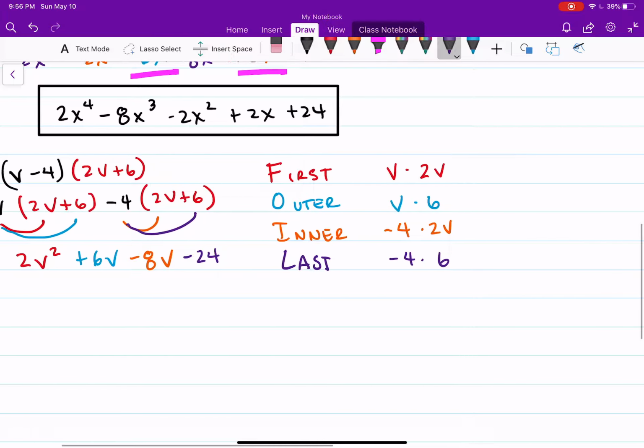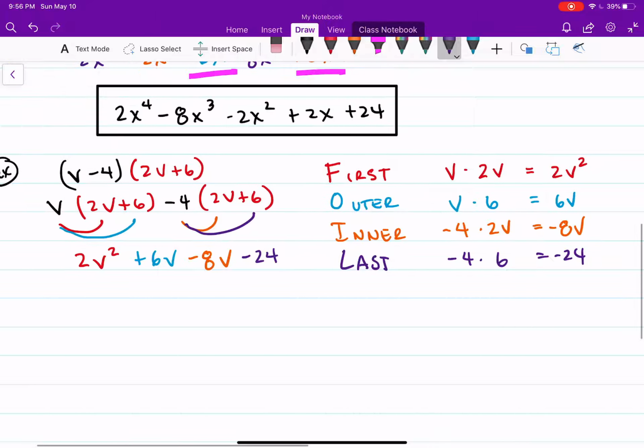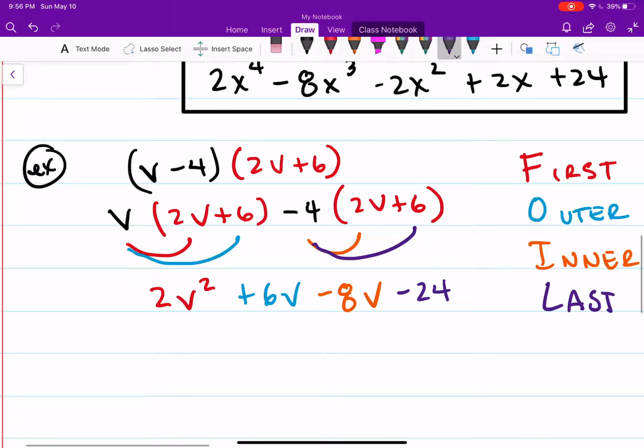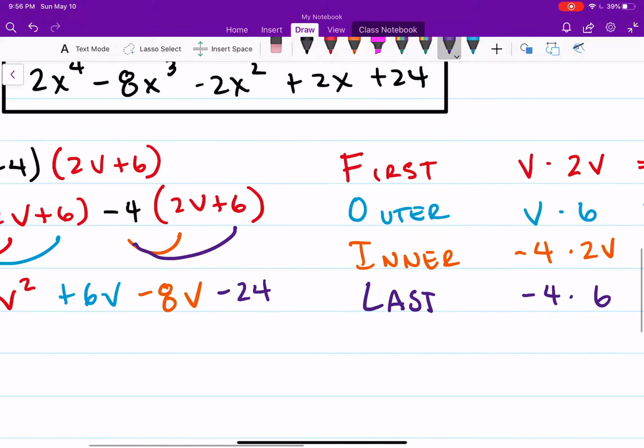Okay, now let's go back here. Let's take a look. This would give me a 2v squared. This would give me a 6v. This would give me a negative 8v. And this would give me a negative 24. Look at that. You are essentially doing the same thing. This way, it might be easier to organize, right? Where this, if you start drawing lines, you might draw the wrong line. So you just gotta be careful with that, okay?